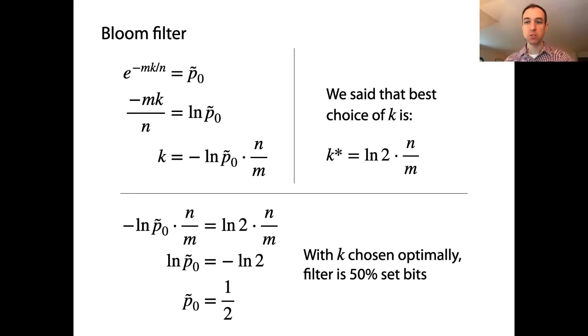In other words, when we choose k optimally, we end up with a filter where half of the bits are set and half of the bits are unset, which is kind of a nice result and a nice way of thinking about it. If we are going to probe the Bloom filter to try to figure out whether an item is a member of the set, in some sense we're getting the most membership information from the filter if the filter is about half zeros and half ones.